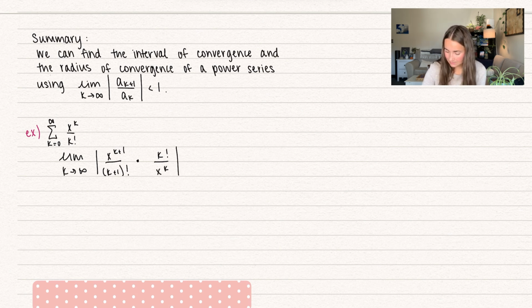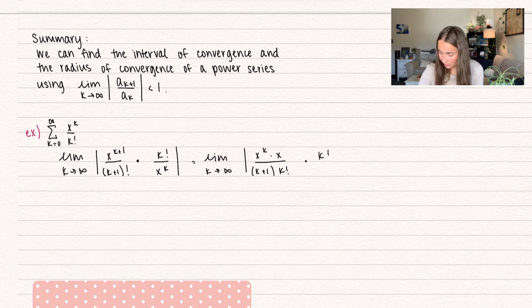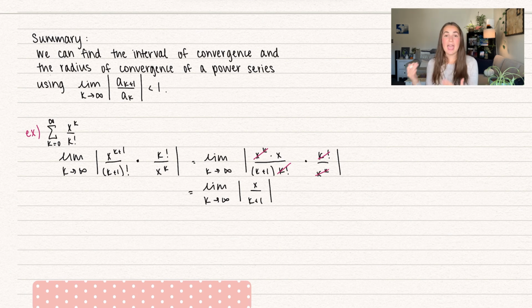So let's go ahead and simplify this. We get the limit as k approaches infinity. This is going to be x to the k times x divided by, now what I'm going to do is pull out that k plus 1, and I'm left with k factorial times k factorial over x to the k. So I simplified it so I could see what cancels out. So x to the k cancels out, and we also get k factorial cancels out. So we have the limit as k approaches infinity of x in the numerator and k plus 1 in the denominator. Now, x is not a function of k, so I can take it out of the limit.